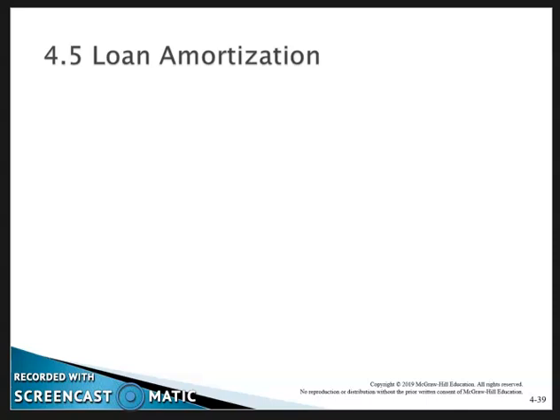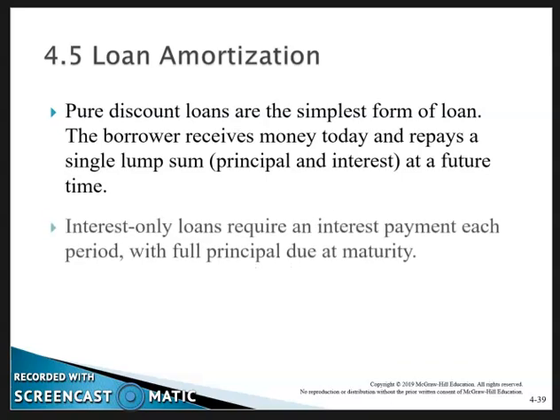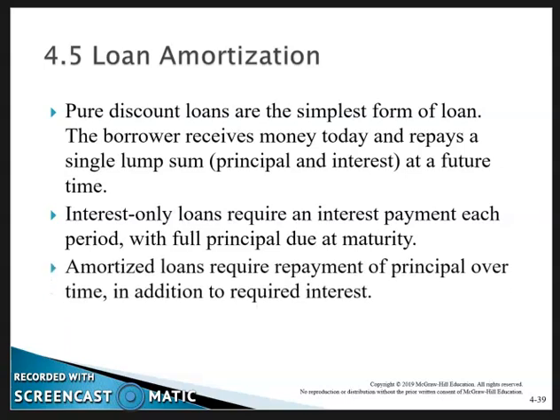Loan amortization. We have a few different examples of types of loans here. The pure discount loan is the simplest form of loan: the borrower receives money today and repays a single lump sum of principal and interest at some time in the future. Interest-only loans require an interest payment each period with the principal paid in full at maturity. And then amortized loans require repayment of principal and interest over time.